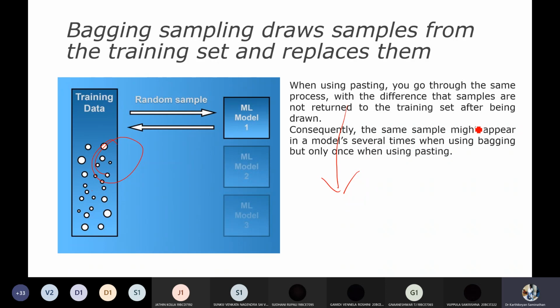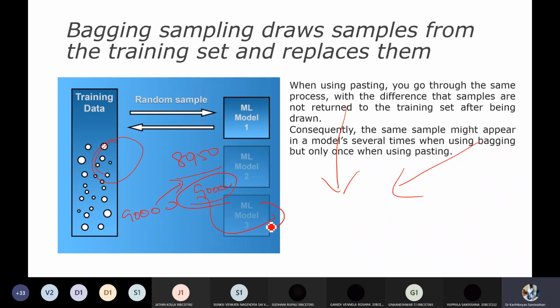In your bagging technique, you are returning the samples. So when you take the second sample, maybe the same sample might appear. That is what bagging is all about. But in pasting, here we are not returning. For example, if there are 9,000 samples and you have taken 50 out for training, then only 8,950 samples will remain. But in bagging, if you return them, then again 9,000 samples will be there for every collection.